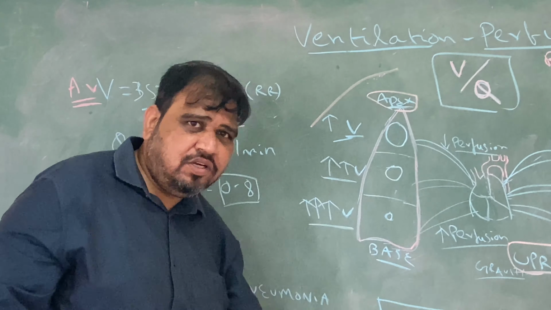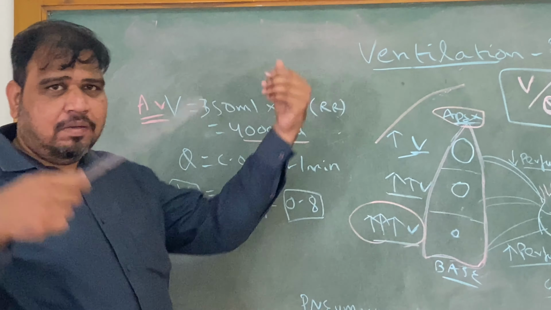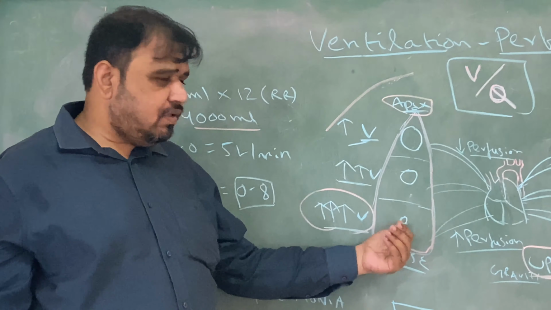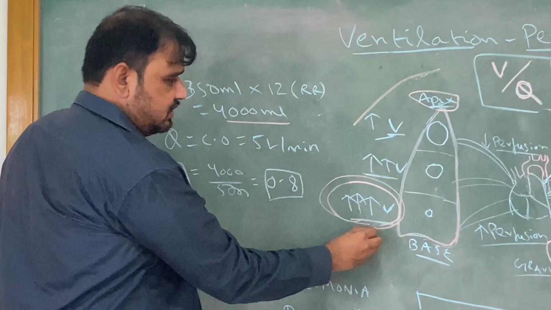So once you inspire, this 350 ml comes into the lung, which is obviously going to enter into the alveoli. This alveoli can take more oxygen because it has the capacity to inflate, whereas this alveoli cannot take that much oxygen as it is already inflated. So that's the reason for increased ventilation.